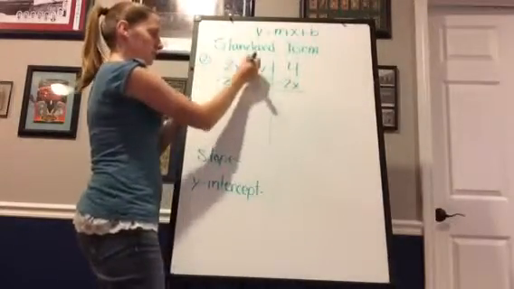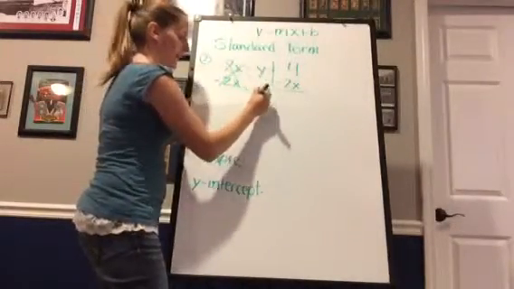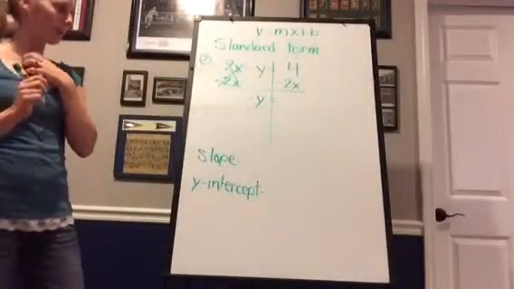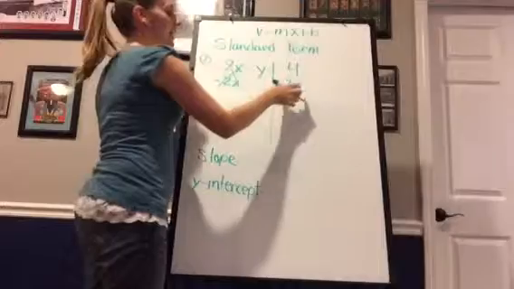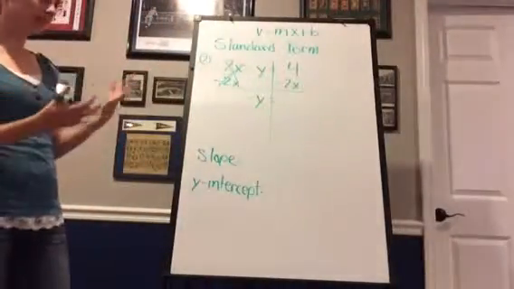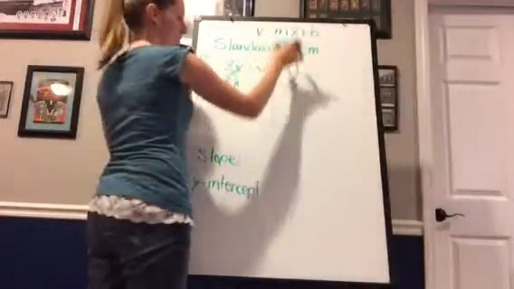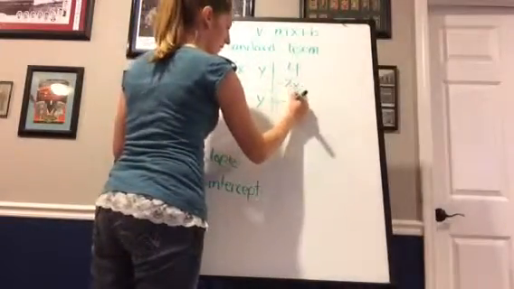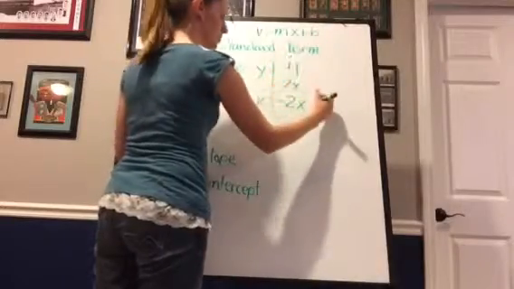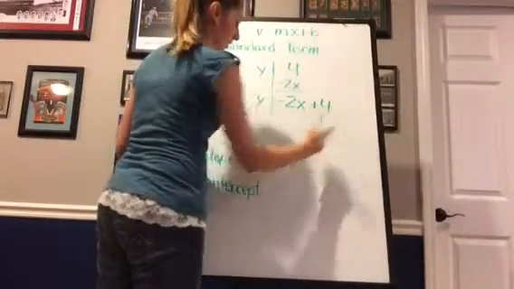2x minus 2x, those cancel. The negative y, please make sure that you bring that negative sign down. That comes with the y, okay? Negative y just comes down. Remember, I can't combine these, okay, because they're not alike. So my x term comes first, negative 2x. And then my 4, it's a positive 4, so my 4 just comes down after it.